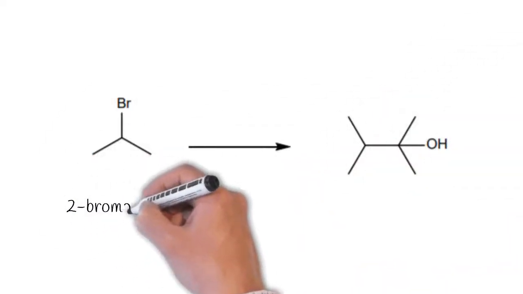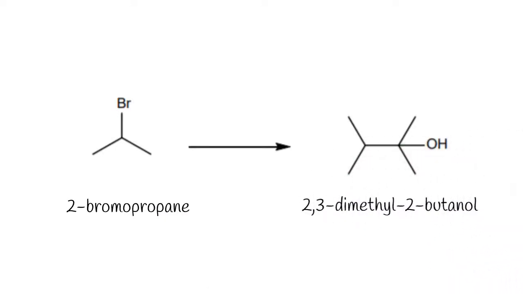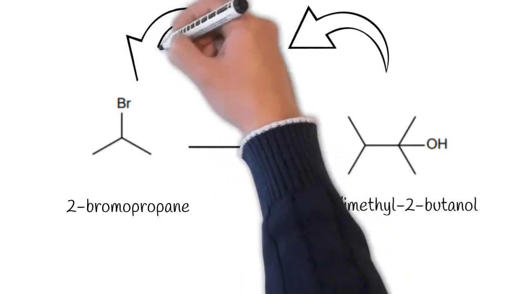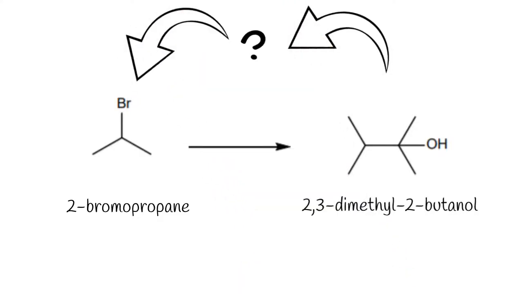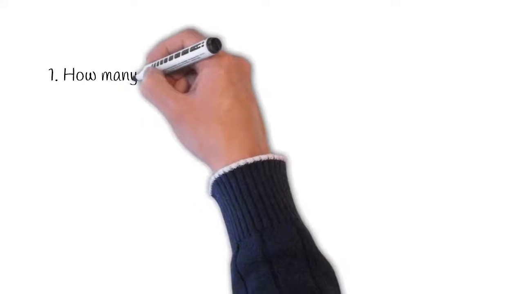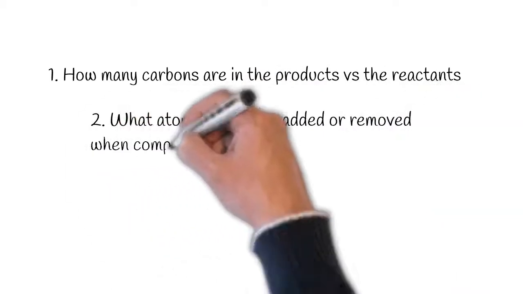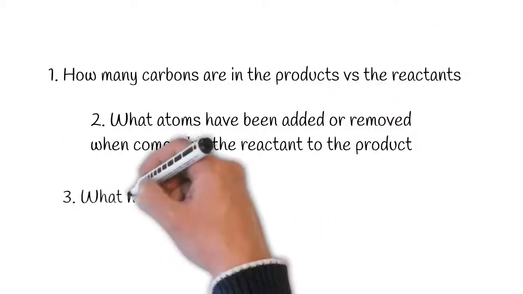So in the displayed synthesis problem, we can see that I've drawn in 2-bromopropane as the starting reactant and asked you to produce 2,3-dimethyl-2-butanol as the product. We're going to try to do something called retrosynthetic analysis, where you look at the product, try to deduce what its components are, and see how they relate to the original reactant. That'll let us know what we need to do to get the reactant to be the product. The things we're going to look out for are understanding these things will help us figure out what we need to do to make our product.